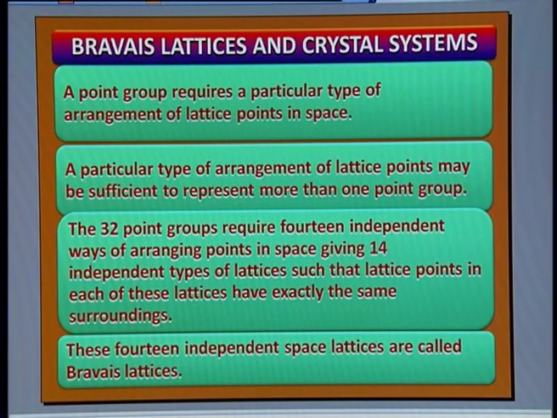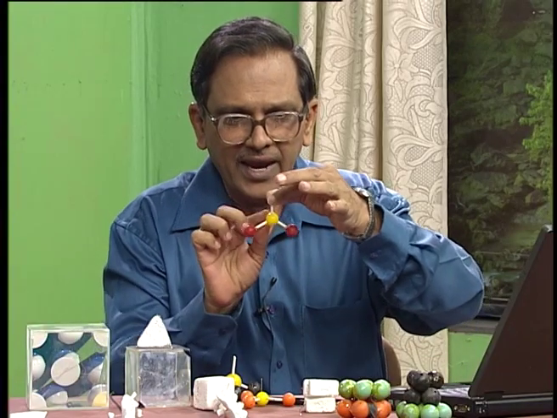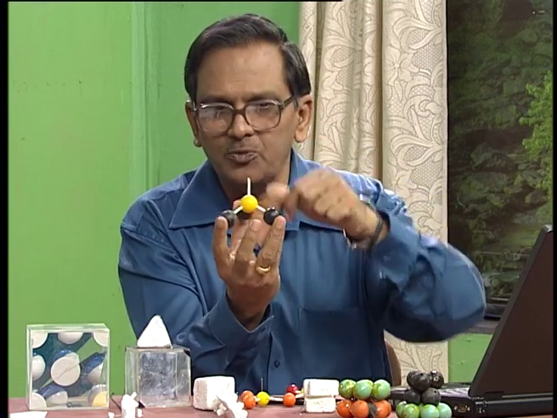So, coming back to this point group, a point group requires a particular type of arrangement. For example, you take the same example of water molecule, it has a certain arrangement of atoms. So when I translate, you need a particular type of arrangement of lattice points in space. Similarly, NH3 needs a different type of arrangement, because whatever symmetry is possessed by this molecule should be translated at all the lattice points also.